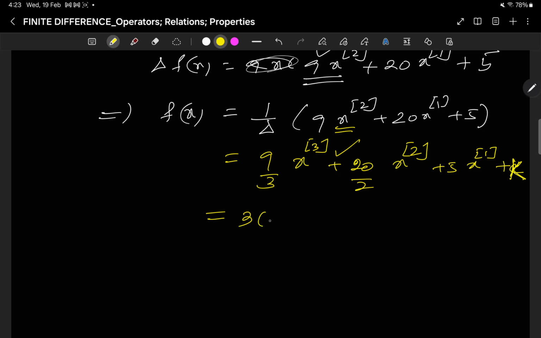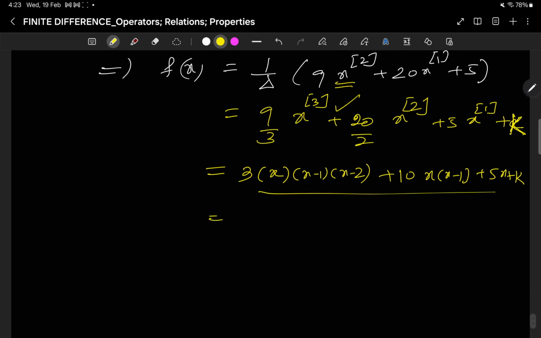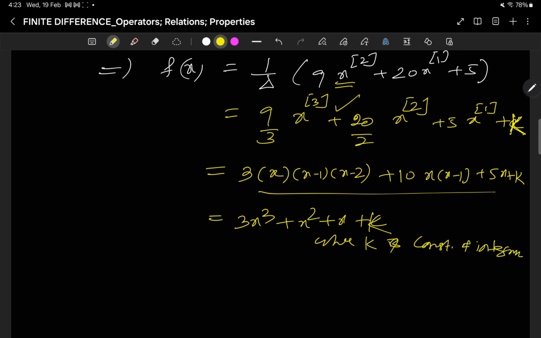It is 3 x into x minus 1 into x minus 2 plus 10 x into x minus 1 plus 5x plus constant k. If you multiply and simplify it, it is 3x cube plus x square plus x plus k, where k is constant of integration. Okay. And we have some more examples.